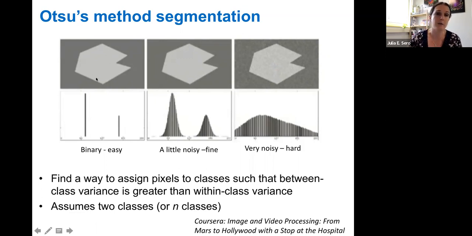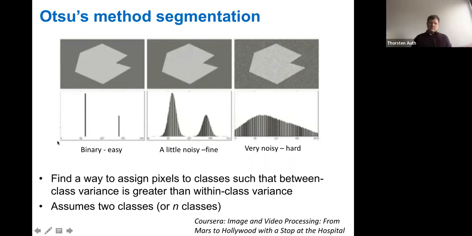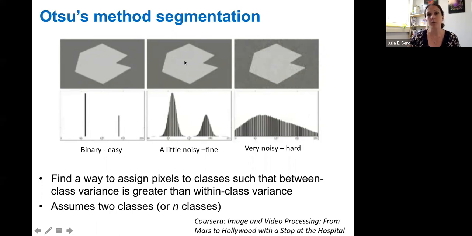So in a binary image, this is super easy. If we look at a histogram, this would be the frequency, and this would be the pixel intensity. There are only 2 peaks, so you can draw your line anywhere in here. It's going to work. This image is a little bit noisy. It's not binary, but there are still pretty good cutoffs.